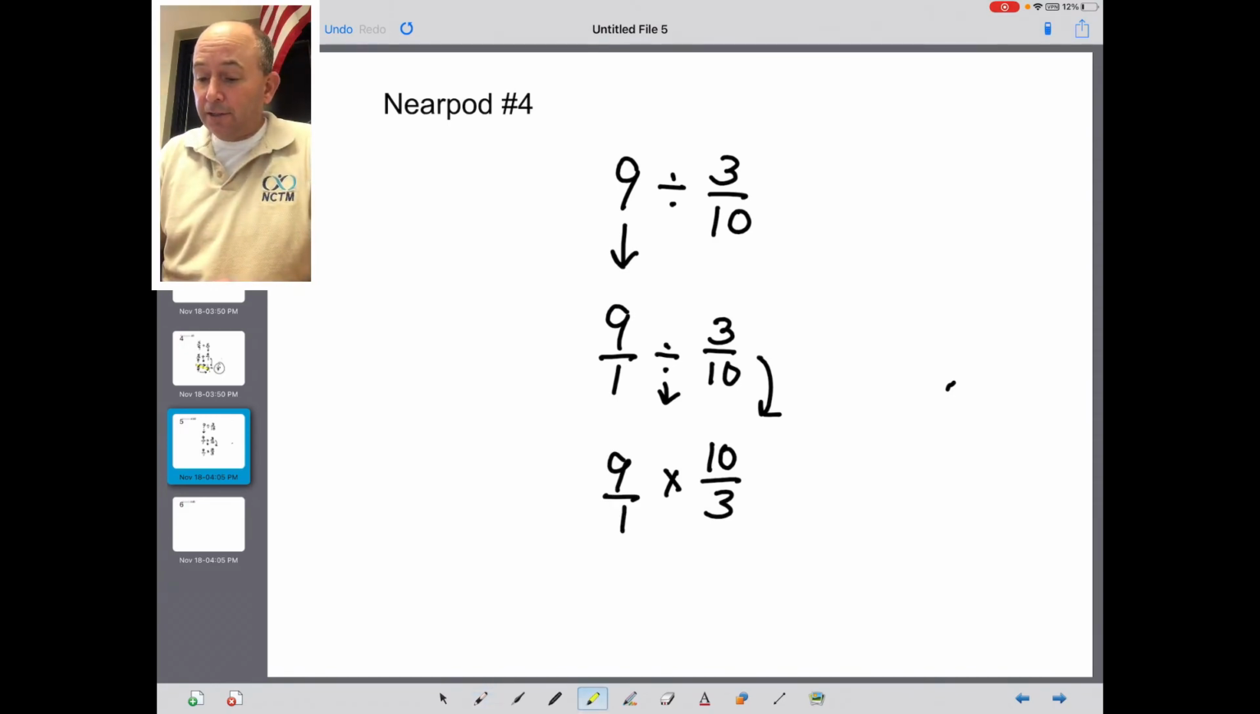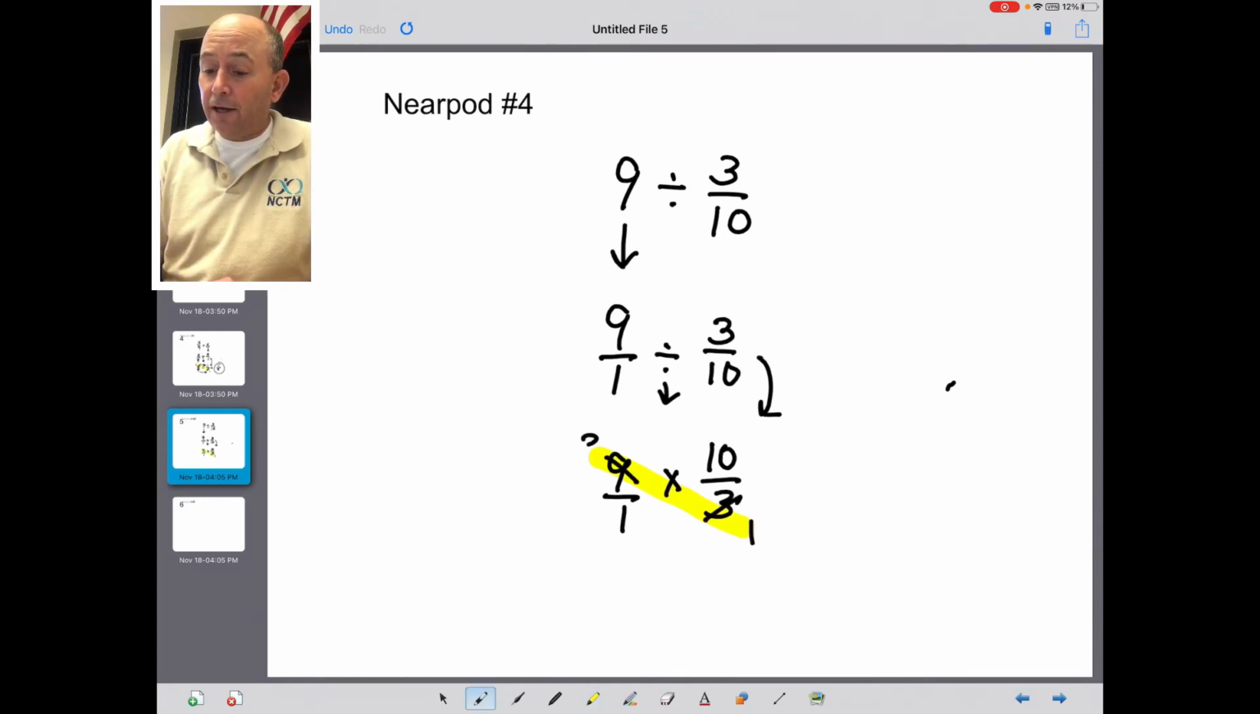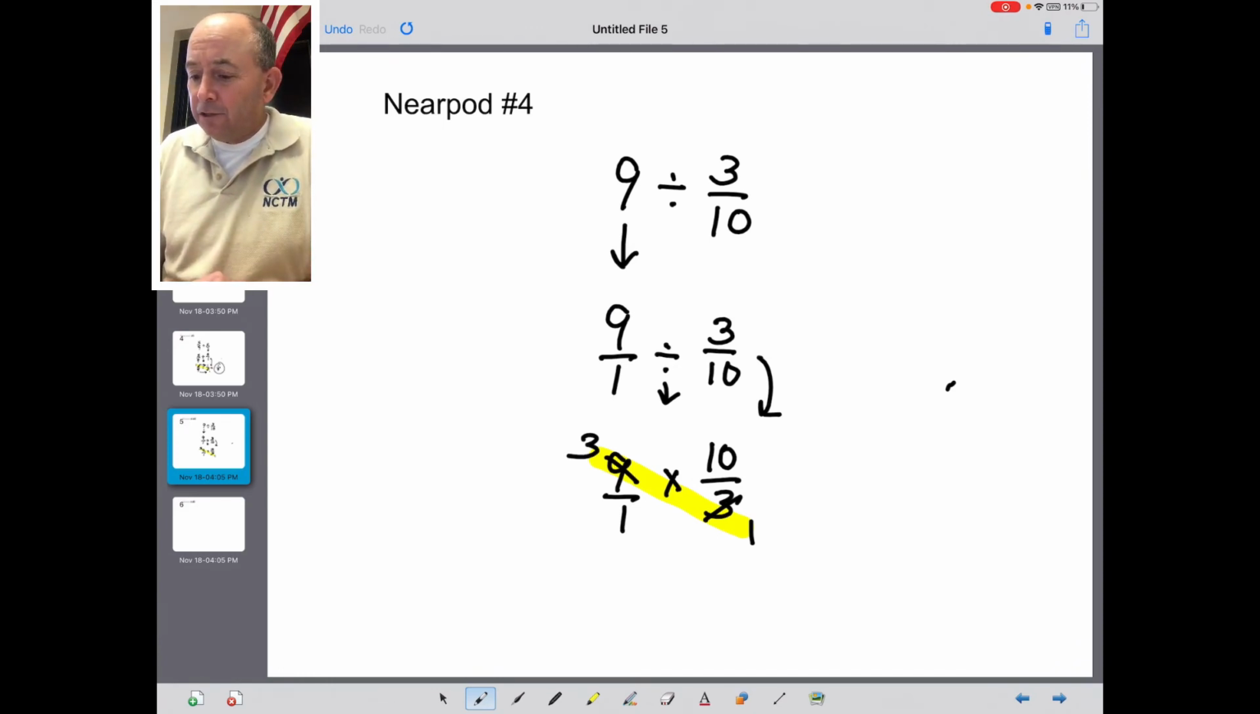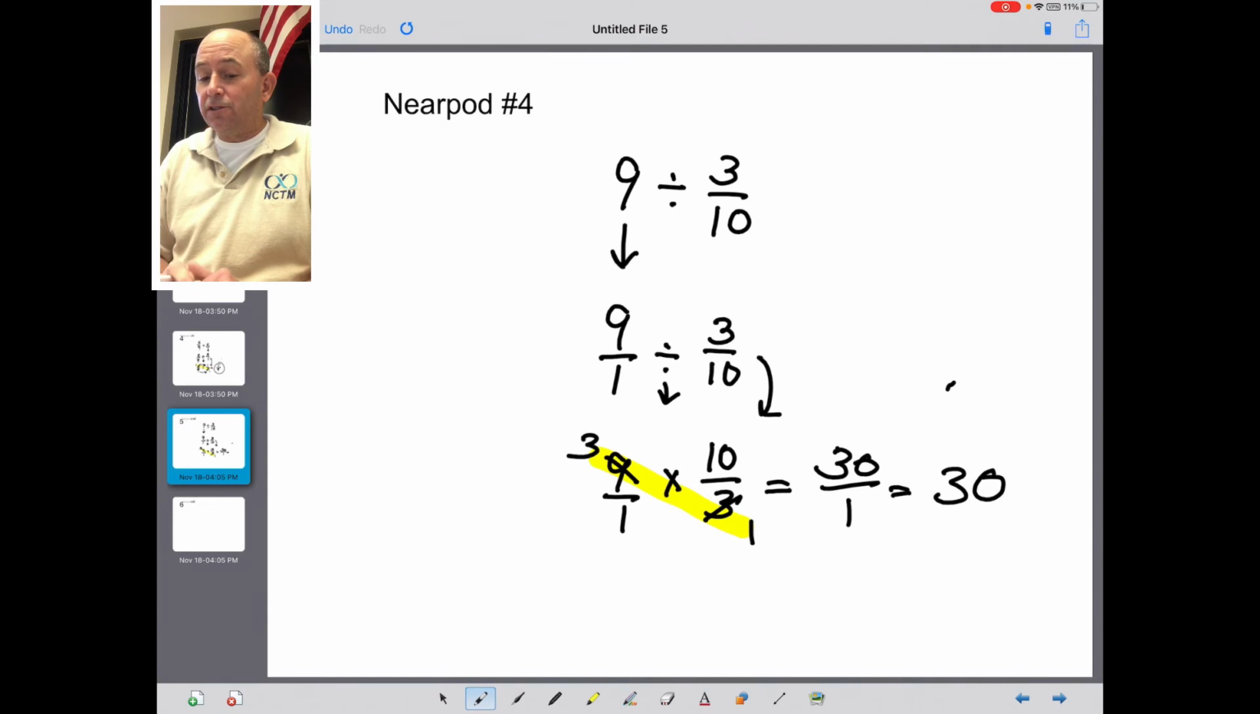Now you can cross simplify, and 3 will go into 3 one time. 3 will go into 9 3 times. And so now all you have to do is the multiplying, because there's 1 and 10, there's no cross simplifying there. So then we have 3 times 10 is 30, and 1 times 1 is 1, which means our quotient is 30.